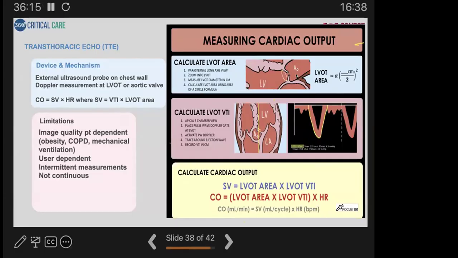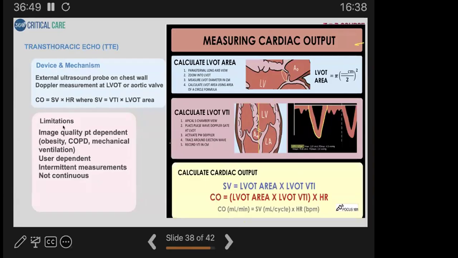In the parasternal long axis view, you are going to measure the LVOT diameter in centimeters, using the area of circle formula. And again, you're going to calculate the velocity time integral using the 5-chamber view, where you can see the aortic valve also. You place the marker here and press the pulse wave Doppler, and immediately you will get a waveform like this, and you trace around the ejection wave to get the velocity time integral. So you have got the LVOT area and the velocity time integral, by which you can get the stroke volume, and you multiply it with the heart rate, then you will get the cardiac output.